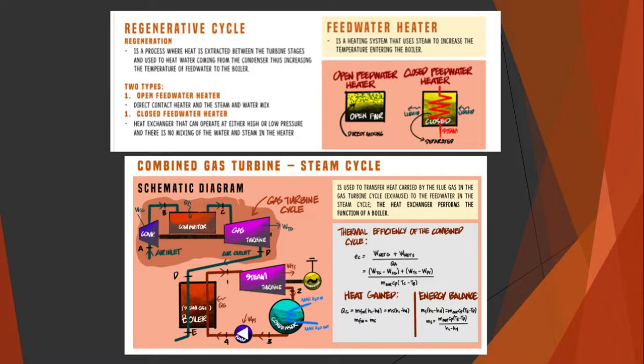Feed water heater is a heating system that uses steam to increase the temperature of the water entering the boiler. Combined gas turbine steam cycle is used to transfer heat carried by the flue gas in the gas turbine cycle to the feedwater in the steam cycle. The heat exchanger performs the function of a boiler.